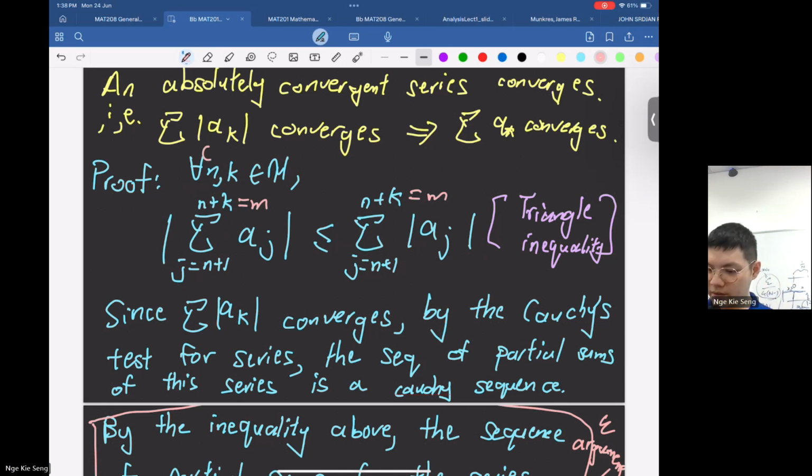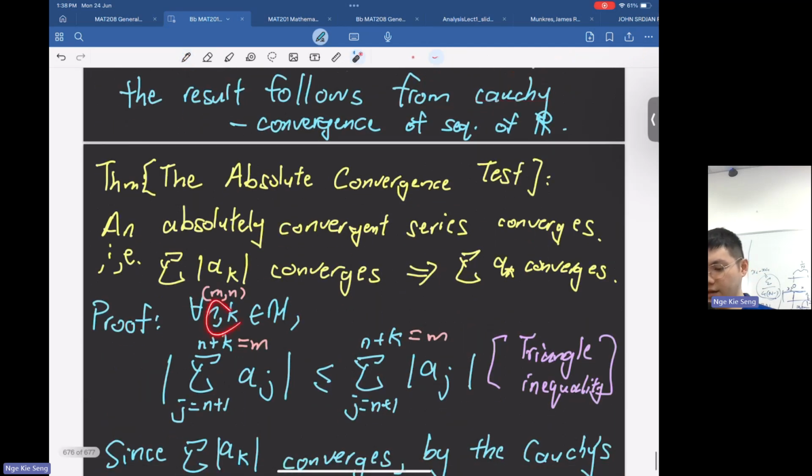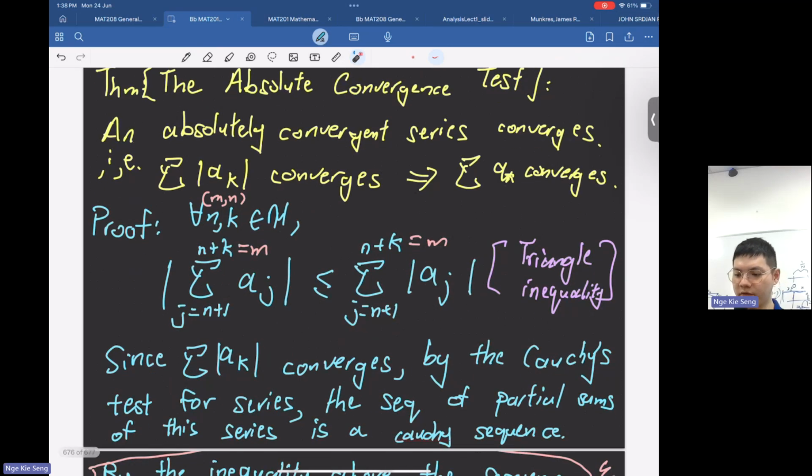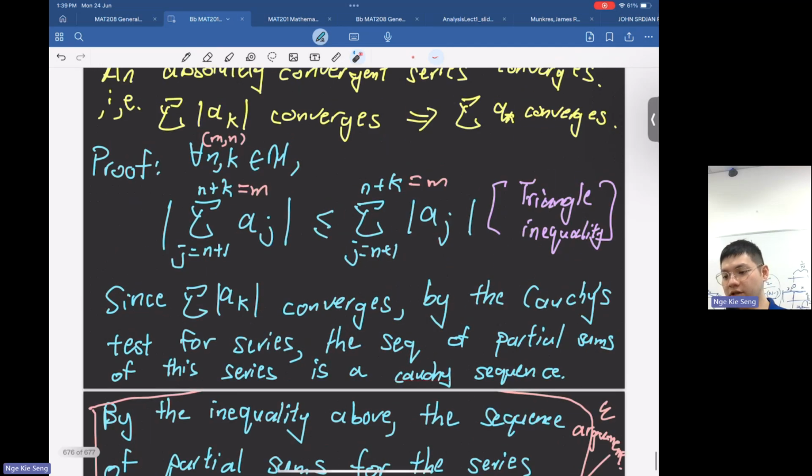Okay. If you are a bit worried, in this case we use mn, why in this case do we use nk here? It's just that I express m as n plus k. If you want to relate the two. Otherwise, I will change my proof to mn, so that you can follow easier. Any question so far?